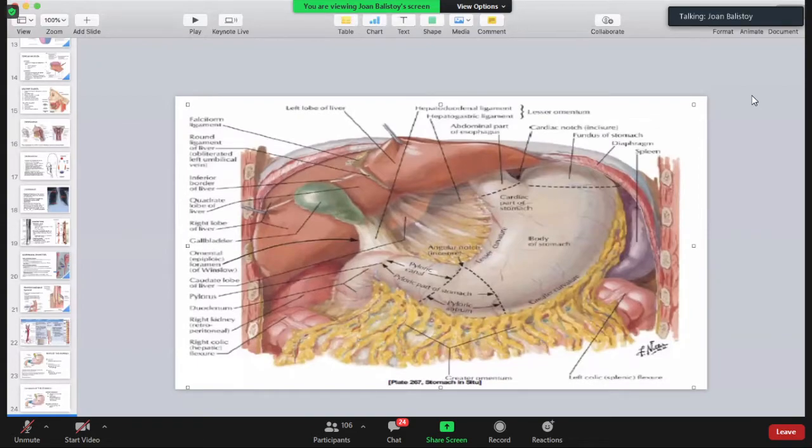So again, how many ligaments will join to form the greater omentum? 3 ligaments. Okay? It is gastrosplenic, gastrophrenic, and gastrocolic. While the lesser omentum is only 2, hepatoduodenal and hepatogastric ligament. Okay? So I hope that is clear.